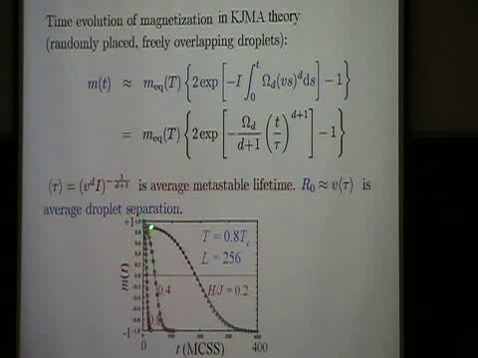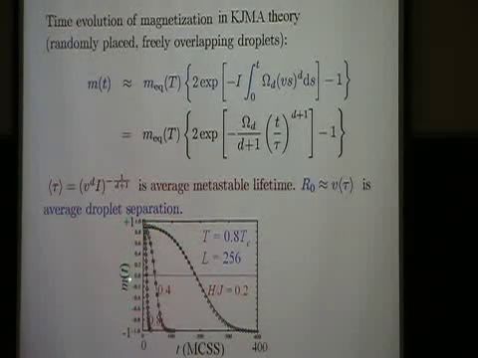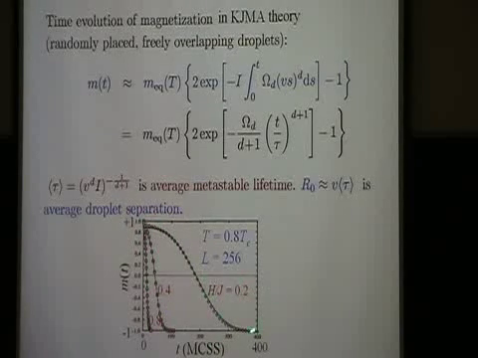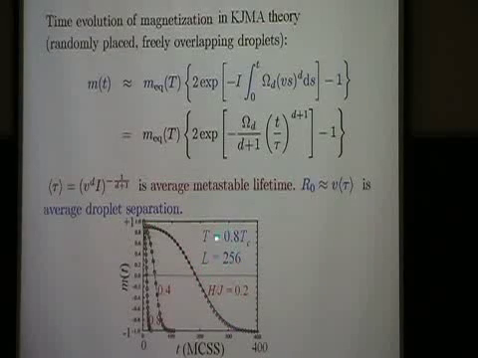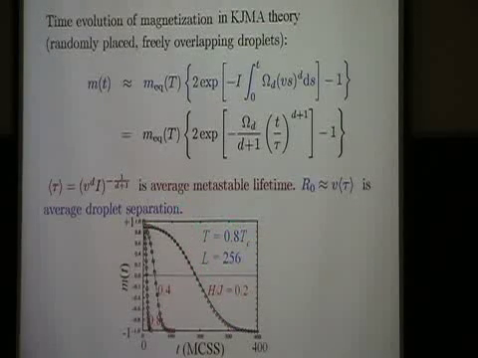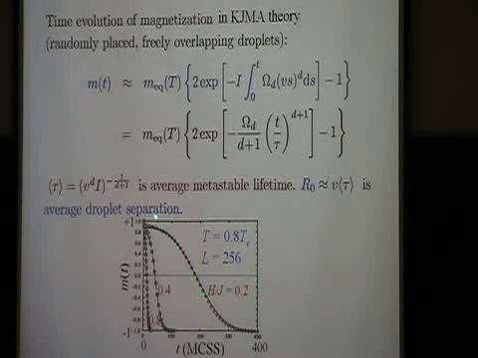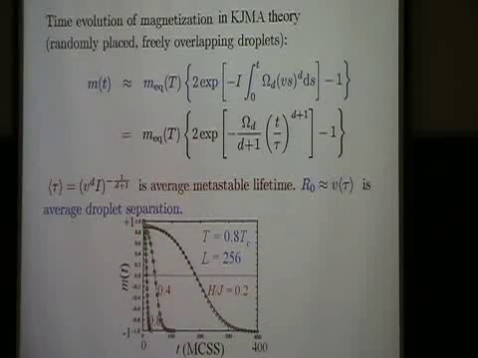And if I look at that function, this is the typical Avrami curve, magnetization versus time for different field amplitudes. And actually here, we're going to work mostly at 0.8 Tc with an amplitude of 0.3, so that this curve would be sort of in between there.